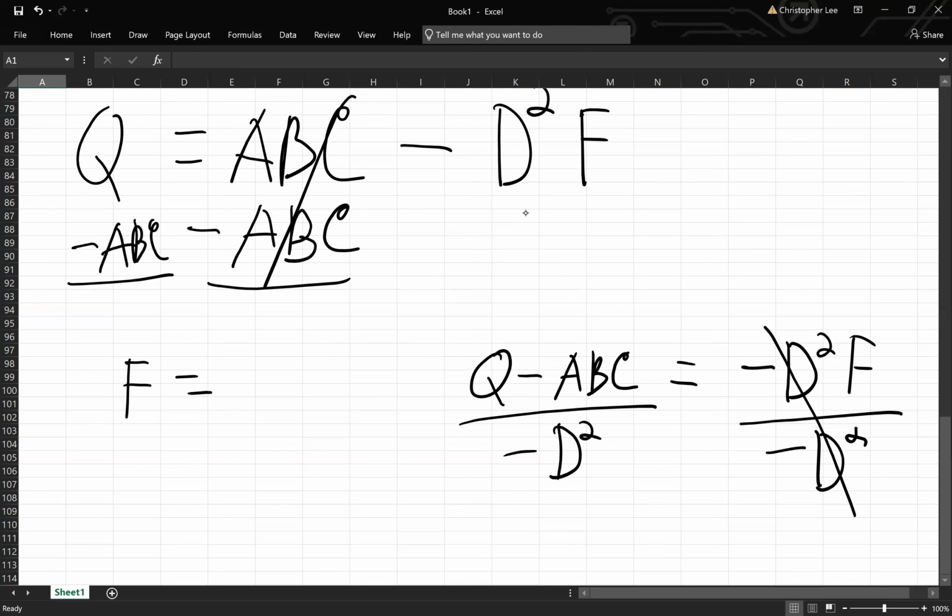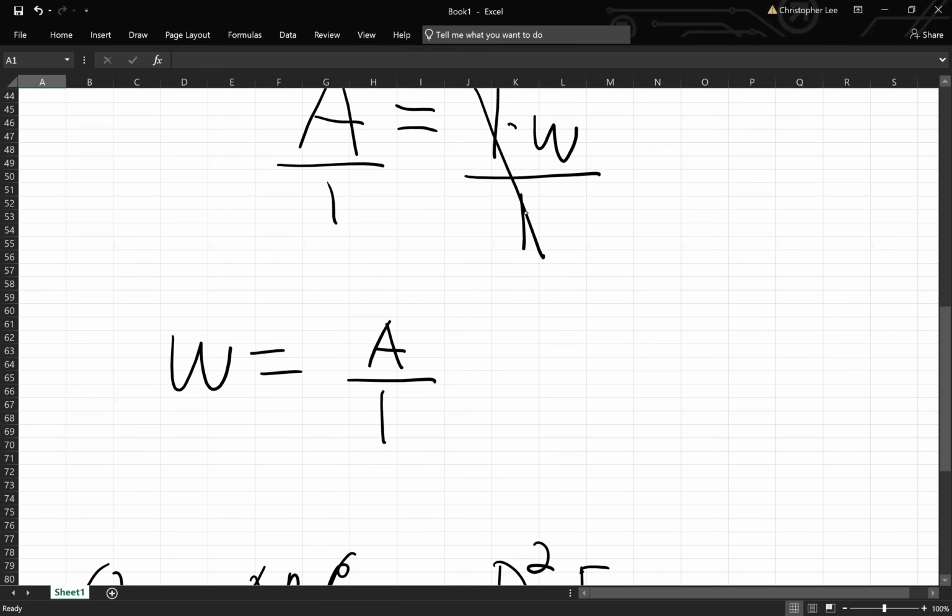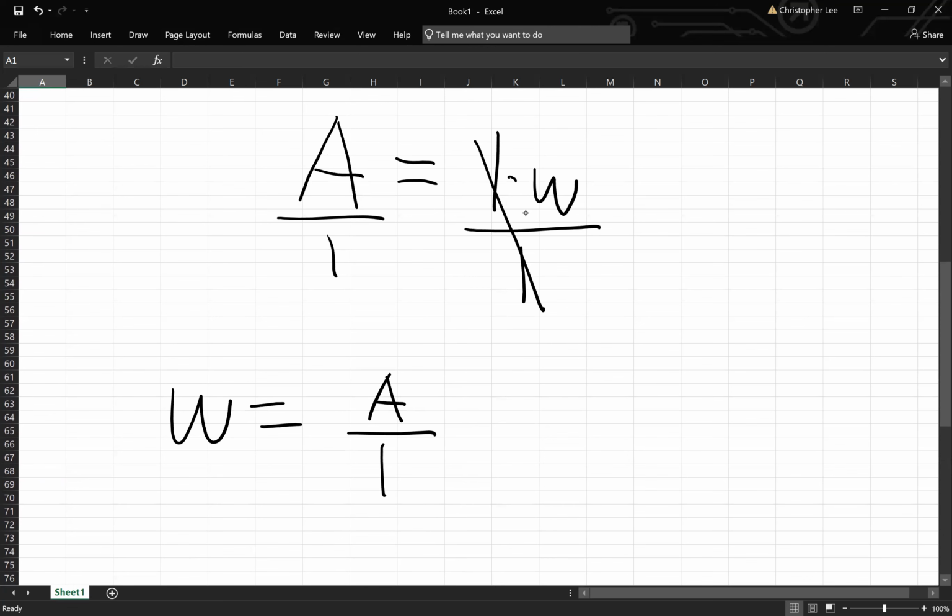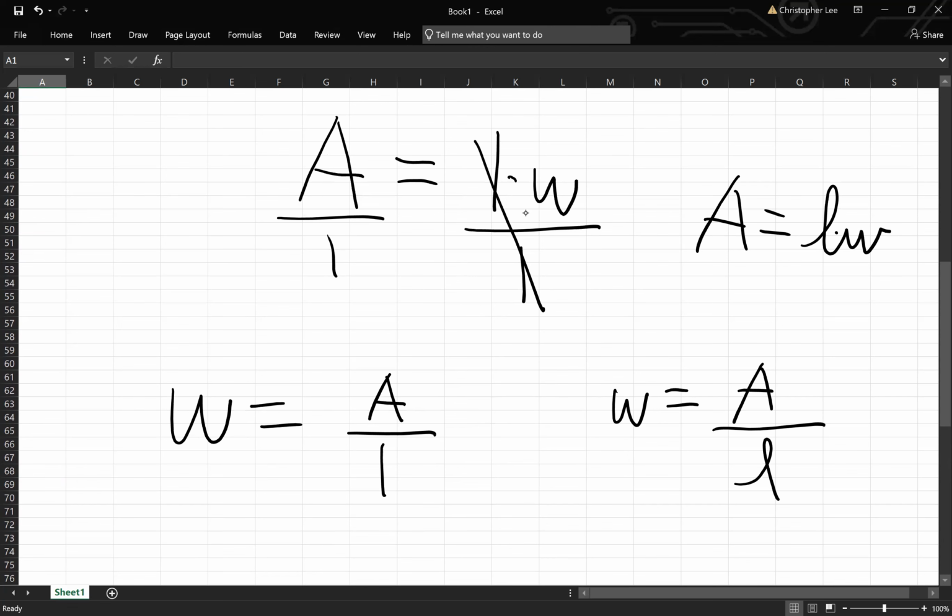No, it's case sensitive. You see how with the W, it's capital A over lowercase L. You got to do it like that. Oh, that's the L, not the number 1. Yeah, that's my fault. Let me do it like this. A is equal to L times W, so W is equal to A divided by L. I don't know if that helps.